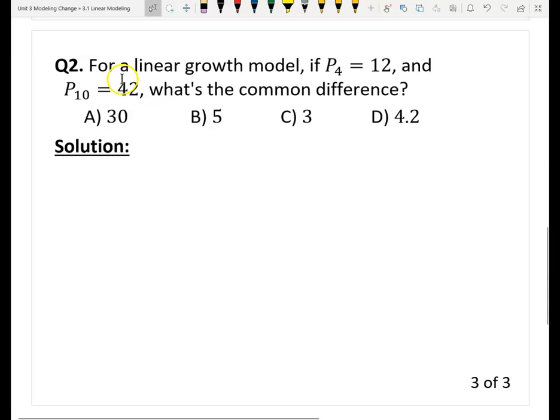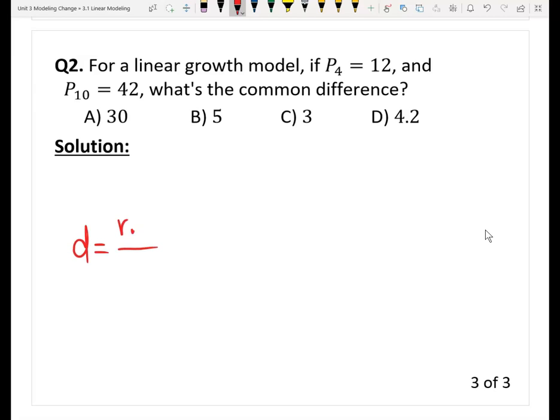Here is the second question. For a linear model, a linear growth model, which means d greater than 0, if P4 equals 12, this is one point, and P10 equals 42, this is the second point, what's the common difference? This time I will directly use the formula. I will not draw a graph. All we need is to use the formula.